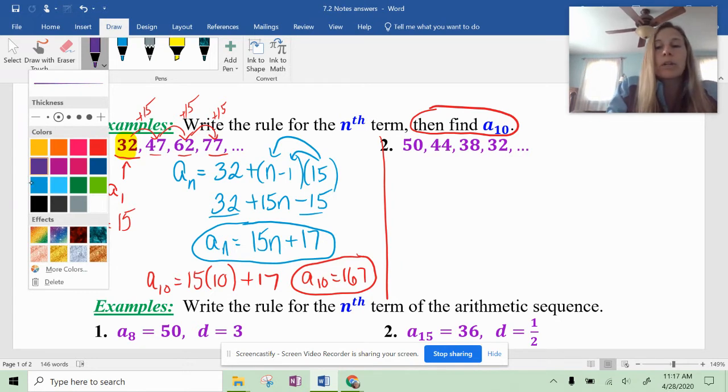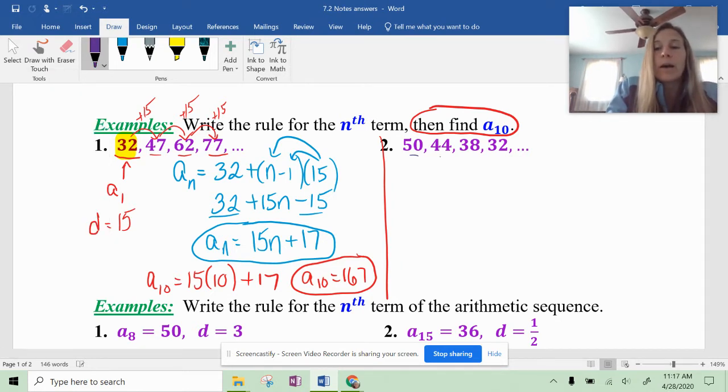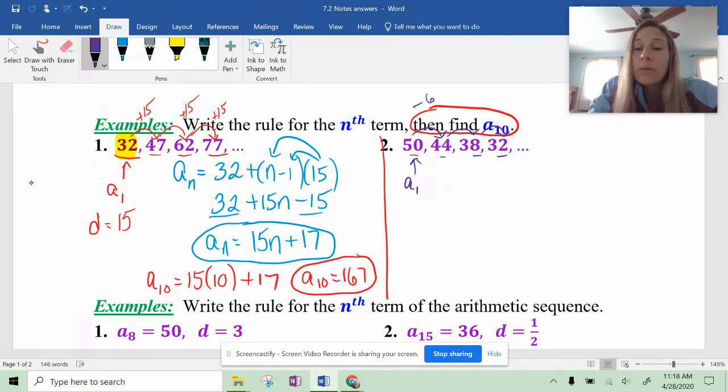Okay, so now let's take a look at number 2. So number 2, we have the first 4 terms here. We can see that our first term is 50, so that's going to be our a sub 1. And then we want to look at the pattern here, what was happening as we go from one number in the sequence to the next. So to get from 50 to 44, we would subtract 6. To get from 44 to 38, we would subtract 6. To get from 38 to 32, we would subtract 6. So that tells me that my common difference is a negative 6.